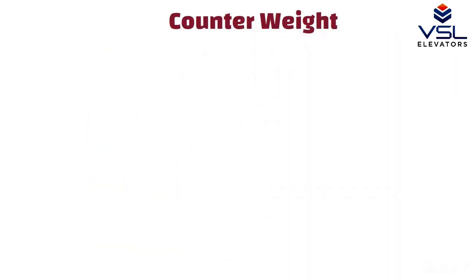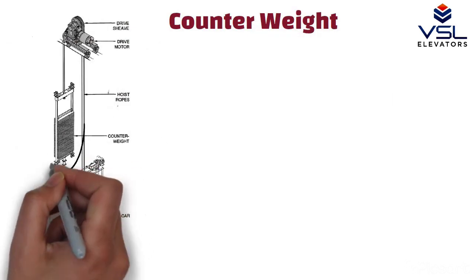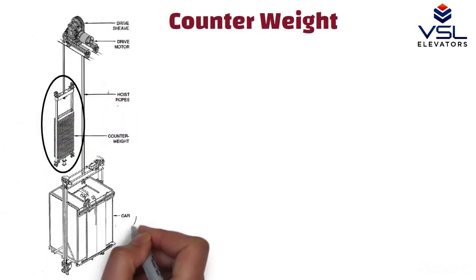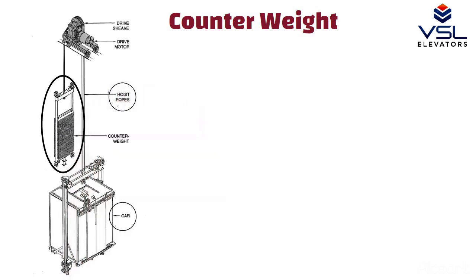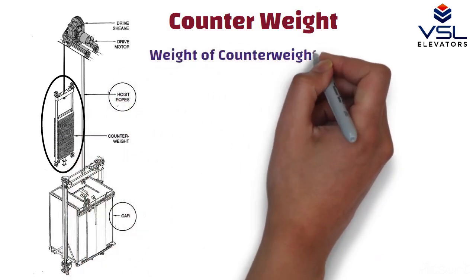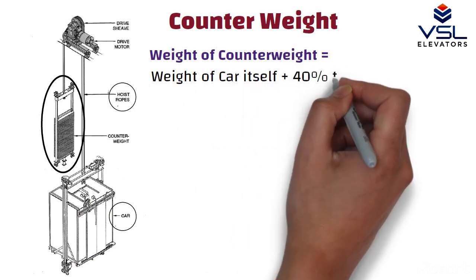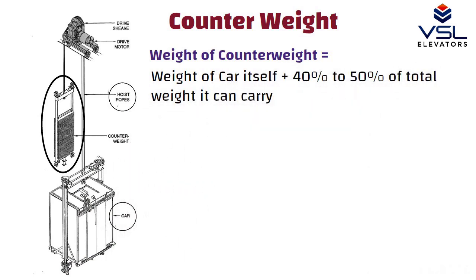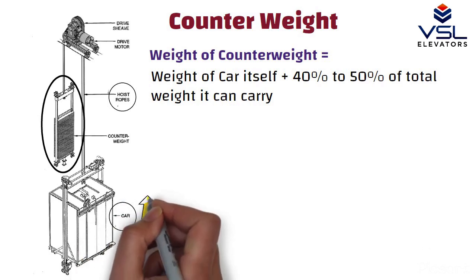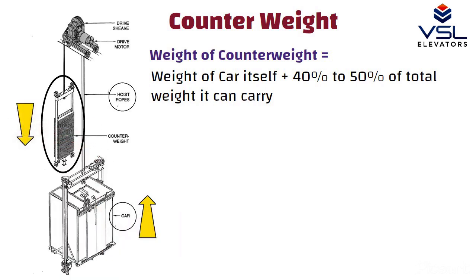Counterweight. It is a unit consisting of steel weights which counterbalance the weight of the car and to which the suspension ropes are attached. The weight of the counterweight is equal to weight of car itself plus 40 to 50% of total weight it can carry. You can see in this picture, the car is located here. When the elevator car goes up, the counterweight goes down and vice versa, which helps in three ways.